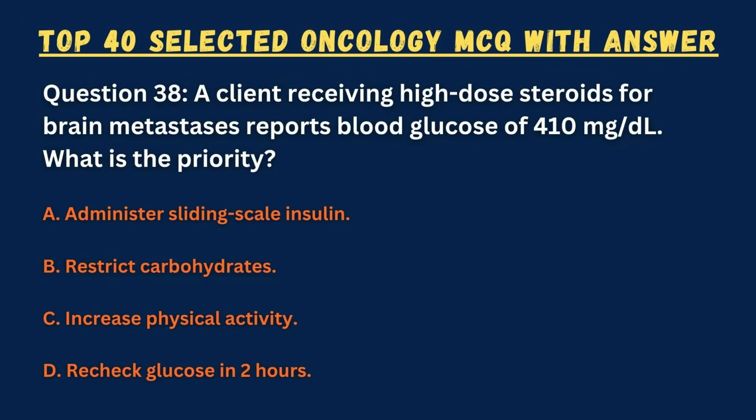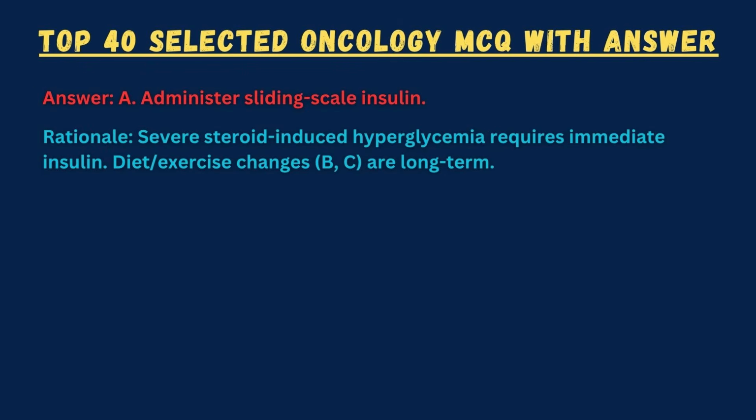Question 38. A client receiving high-dose steroids for brain metastases reports blood glucose of 410 milligrams per deciliter. What is the priority? A. Administer sliding scale insulin. B. Restrict carbohydrates. C. Increase physical activity. D. Recheck glucose in 2 hours. Answer. A. Administer sliding scale insulin. Rationale. Severe steroid-induced hyperglycemia requires immediate insulin. Diet or exercise changes, B and C, are long-term.